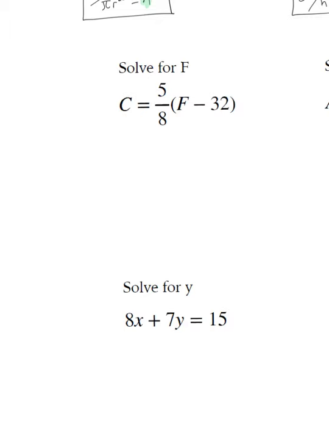Next one, they're asking us to solve for the f variable. To do that, we notice that f is inside the parentheses, so it's part of that expression. But outside the parentheses, we have the fraction 5 over 8, which is being multiplied times that. So once again, we're going to get rid of our fraction by multiplying the whole thing by the denominator, so multiplying the whole thing by 8.